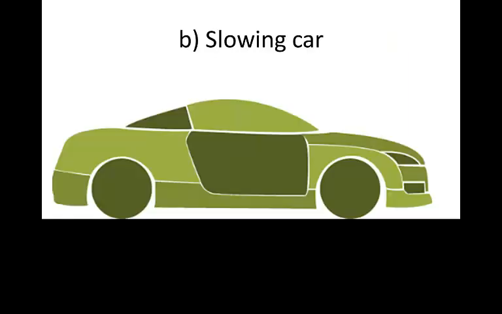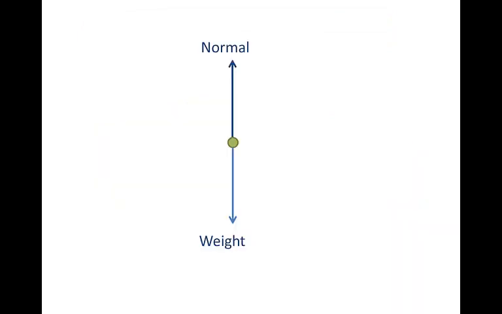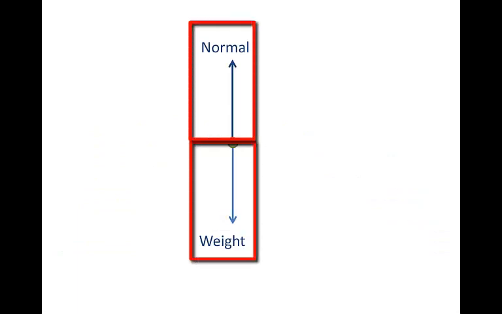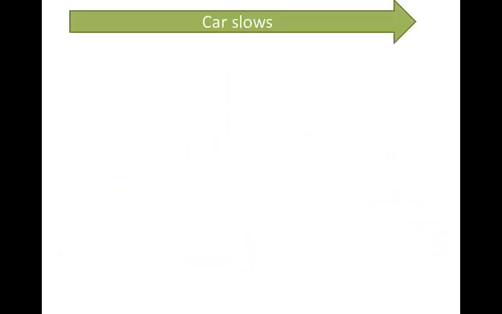But how about if this car is slowing down? Vertically, it's not accelerating. Vertically, the situation is the same as just now. Weight downward, balanced by normal force upward. But horizontally, the car is slowing. It's still moving towards the right, but it's slowing while it moves to the right. In other words, it's accelerating to the left.